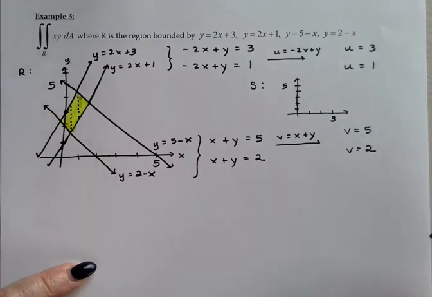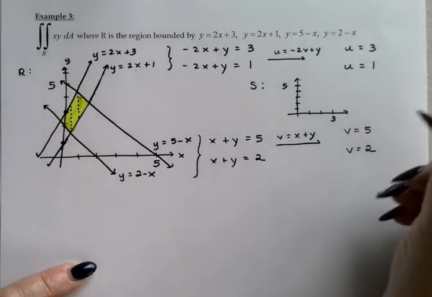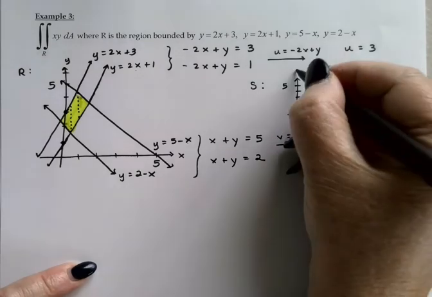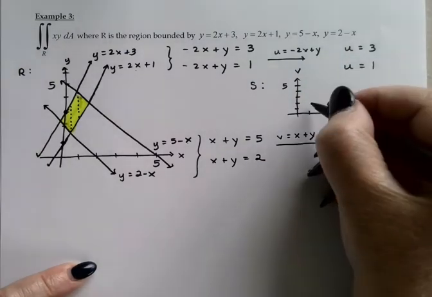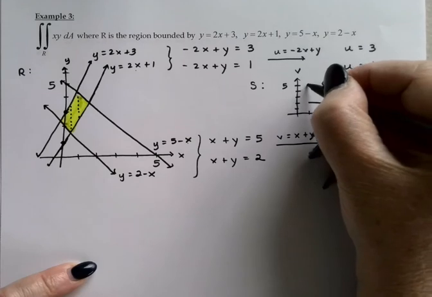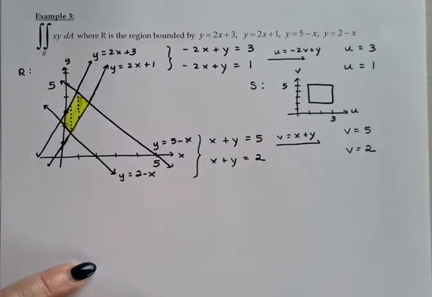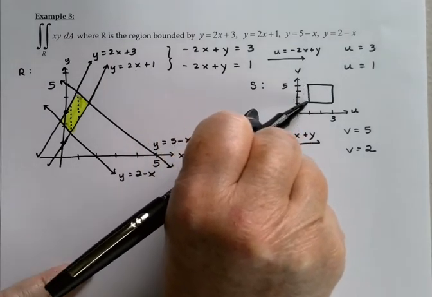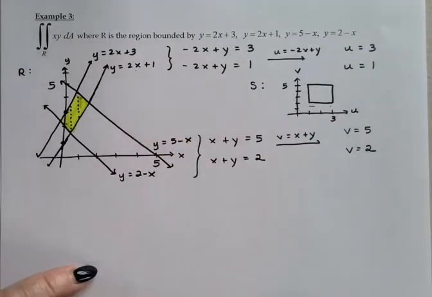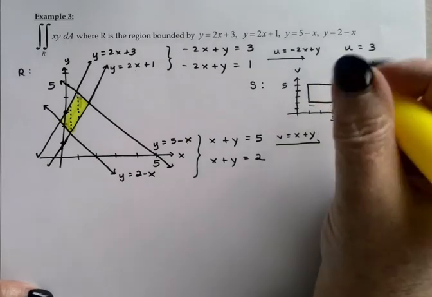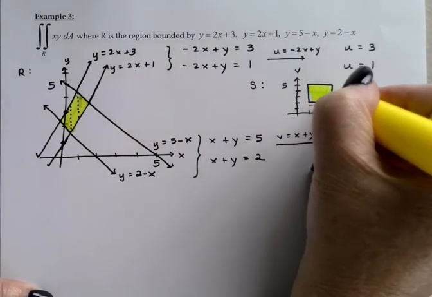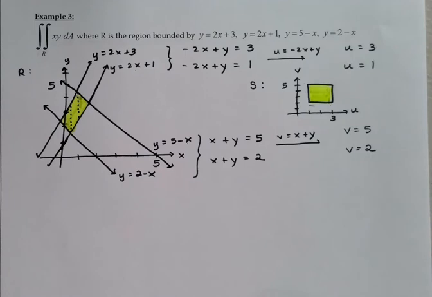U goes from 1 to 3, and v goes from 2 to 5. This is my u-axis, that's my v-axis. So I just get this beautiful rectangle, 2 to 5 in the v direction, 1 to 3 in the u direction. That certainly is going to be a much, much easier region to integrate over than the original R was. So I'm happy with the region. In fact, I even know the limits of integration already for u and v.